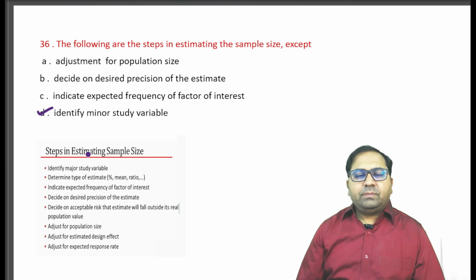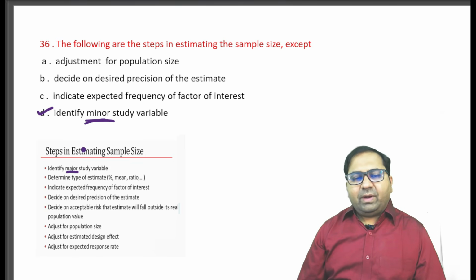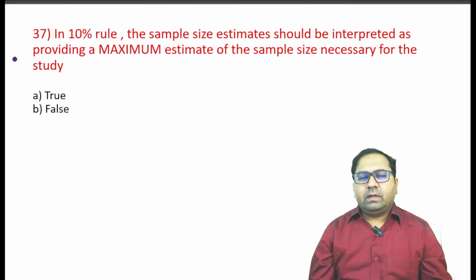Why? Because the steps in estimating the sample size say identify the major study variables, not minor study variables. So this is the difference over here. You have to be perfect with the steps in estimating the sample size. There are around 18 steps, 1, 2, 3, 4, 5, 6, 7 and 8. Let us see the next question.